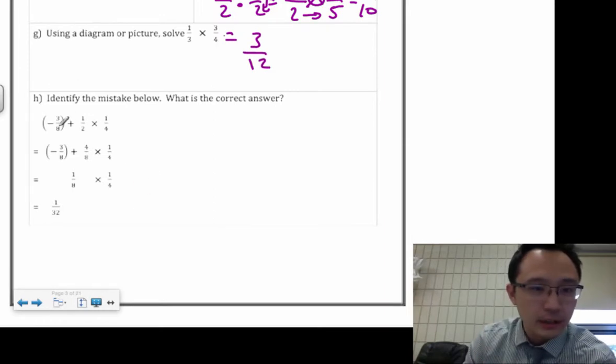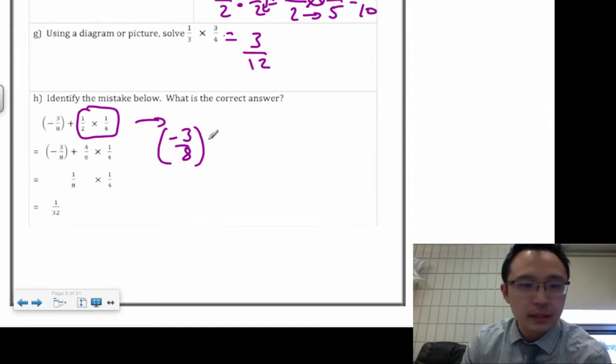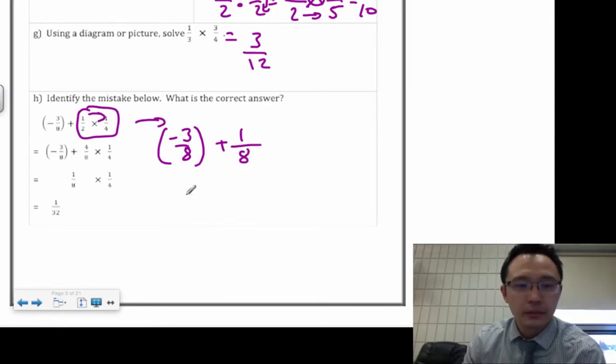Identify the mistake. Let's see. What would I do here? I'm going to multiply this first, no common denominator. So here's my steps. Negative 3 over 8. I keep the brackets. Since this is multiply, I'm doing BEDMAS. It should be positive 1 times 1 be 1 over 8, and then it'll be negative 2 over 8 because these are already the same.